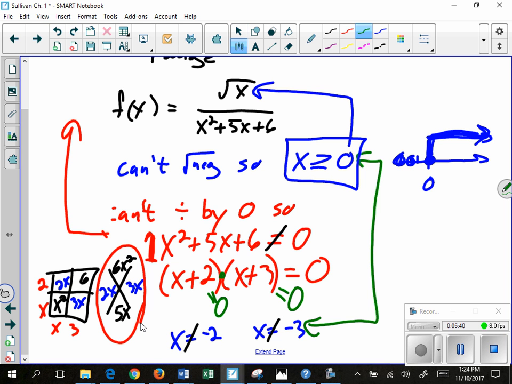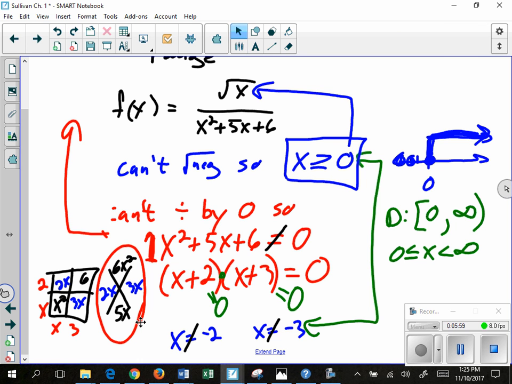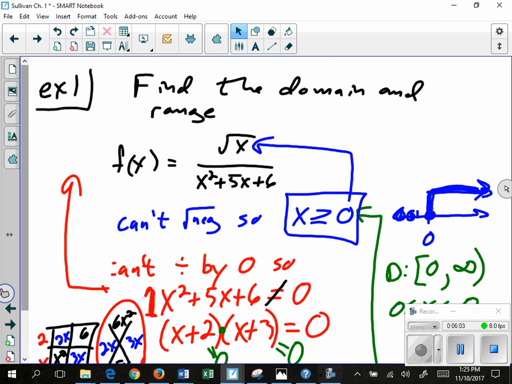Basically, what I would say for the domain is square bracket 0 to infinity, with a parenthesis like that. You might have also written that as 0 is less than or equal to x, which is less than infinity. Maybe that makes more sense to you. I just looked at the instructions, and they didn't actually ask you to find the range.